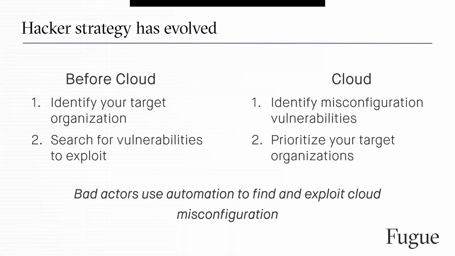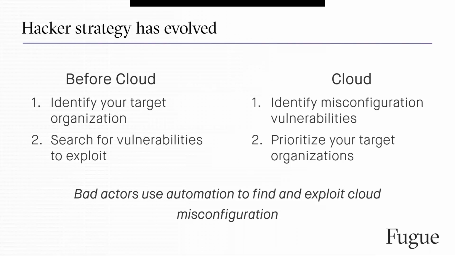So before cloud, if you think about the Hollywood movie version of a hack, or if you think about the North Koreans going after Sony, the number one step is to identify the target organization. We're going to hack Sony today because they made a movie that disparaged our leader. So these things, by the way, do still happen, but they're not the dominant pattern. So step one would be identify the target organization. Step two, search for vulnerabilities to exploit. Often these involve things like spear phishing emails, et cetera. But this is not what we're seeing for the most part these days.